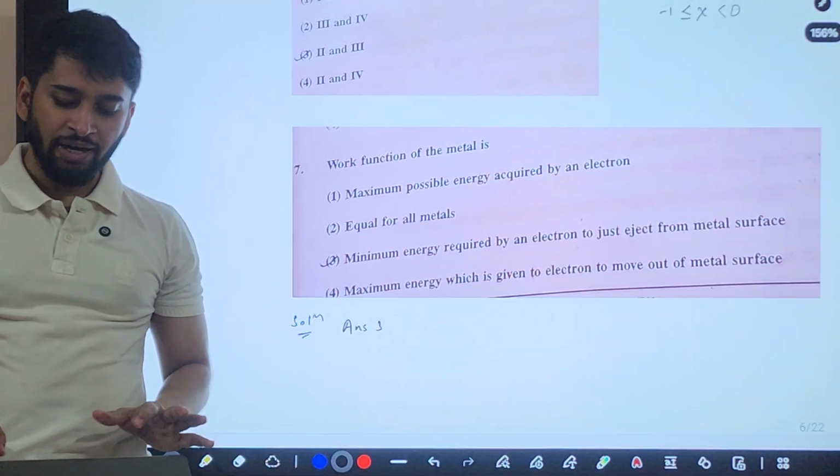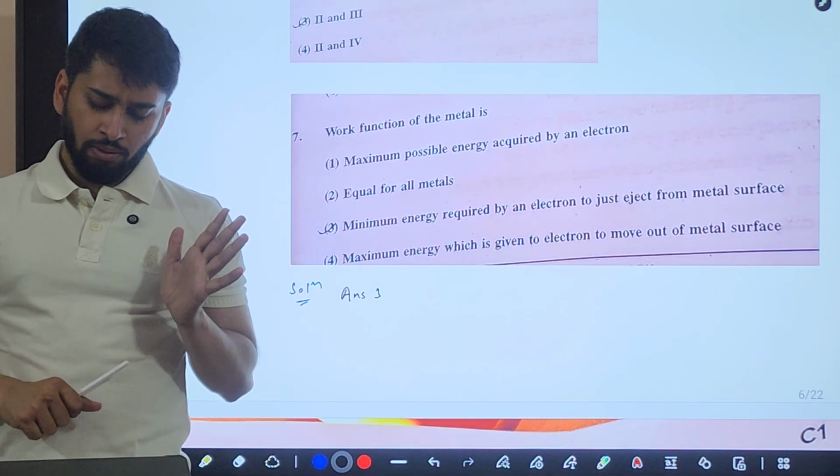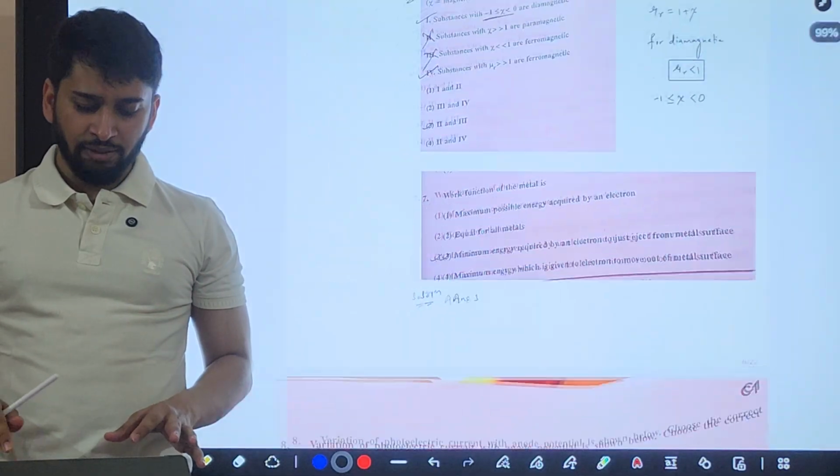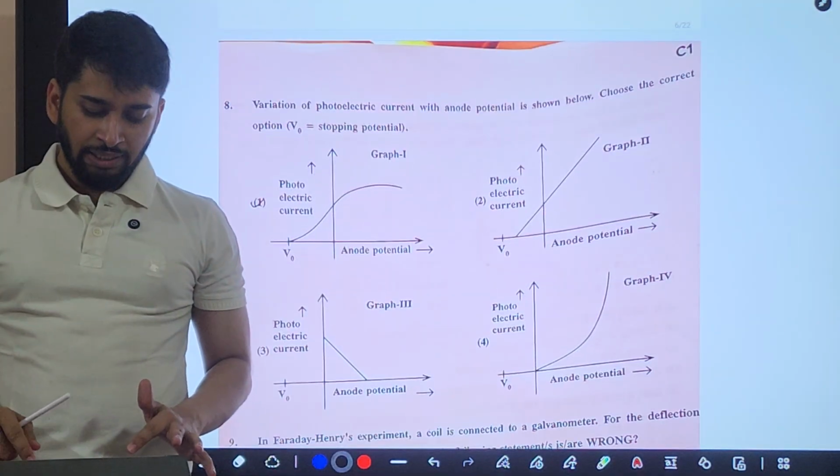Minimum energy required to just eject an electron from the metal. Correct. So that's the third option. The direct definition only of work function. It's a simple question. Let us see the 8th one.